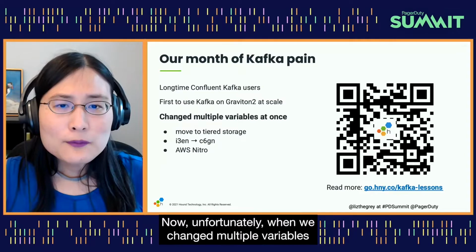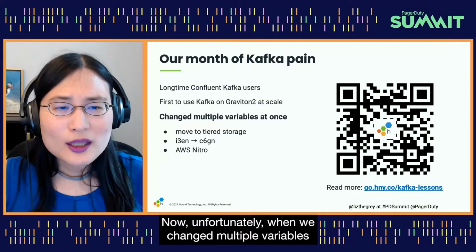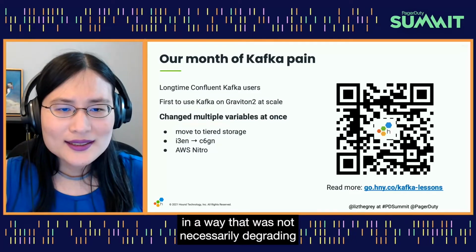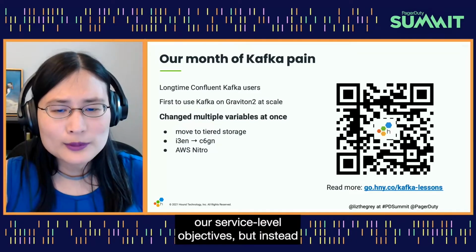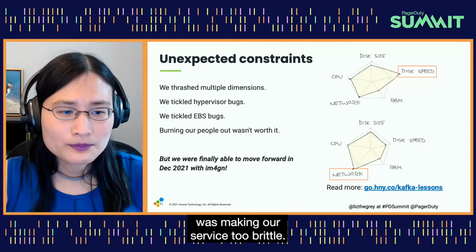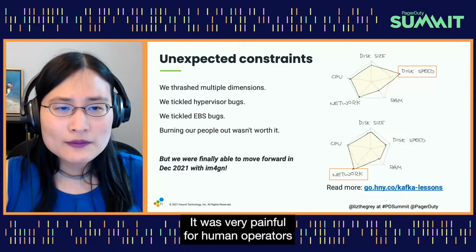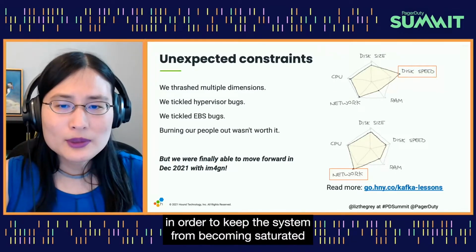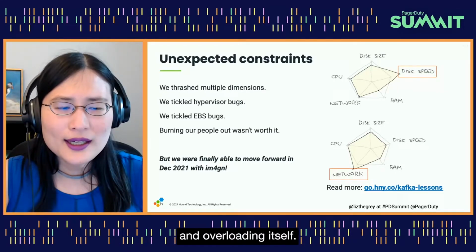Now, unfortunately, when we changed multiple variables at once, we actually broke things in a way that was not necessarily degrading our service level objectives, but instead was making our service too brittle. It was very painful for human operators to need to manually rebalance things in order to keep the system from becoming saturated and overloading itself.